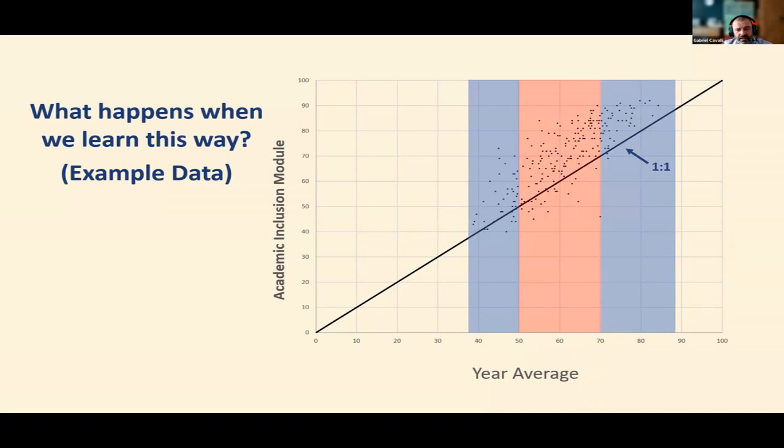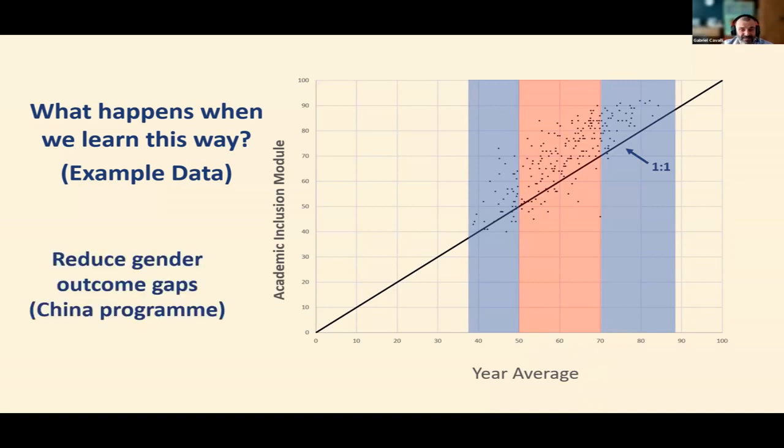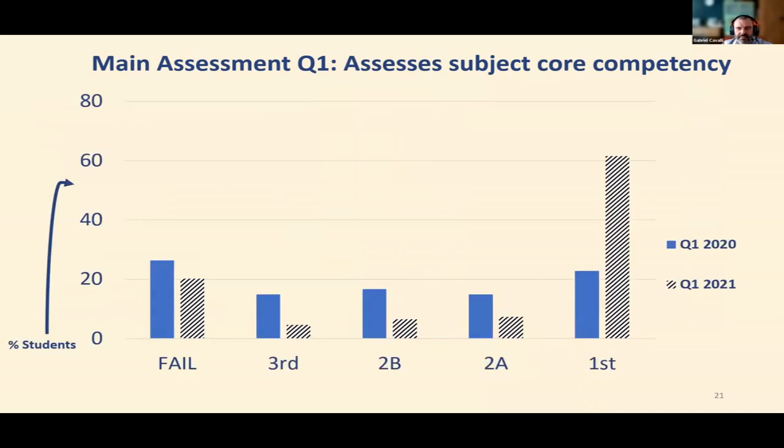And this is in China. So I have no data for ethnicity gaps, but we do have significant gender gaps in one of our programs, which was almost slashed in this module. And a bit more detail, in a main assessment, there is a question that assesses a core competency. And here are some results before and after implementation.